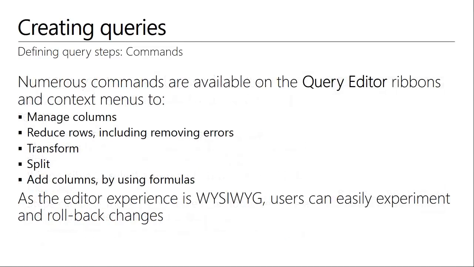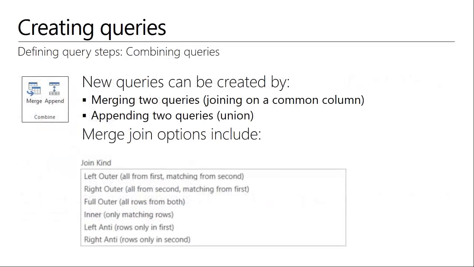Numerous commands are available on the query editor ribbons and context menus. These allow you to manage columns, rename them, change data types, reduce rows by filtering or by identifying errors and removing those rows, transforming, splitting, adding columns based on M formulas. It's also possible to combine queries. This could involve merging two queries based on a common column or appending two queries as in a union.